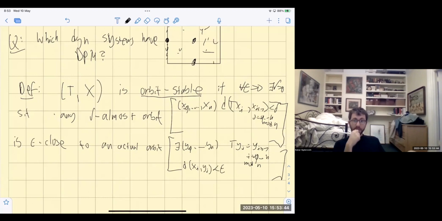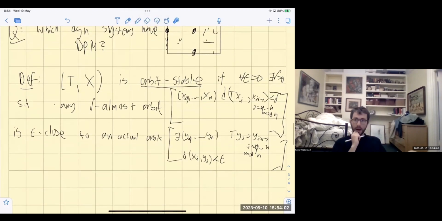So if you have an almost orbit, you want to change probably the initial point, maybe change it a little bit, such that now it will close into an orbit and will stay all the time close to the original one. Okay, is this definition clear?